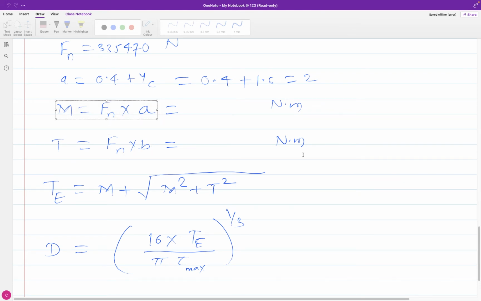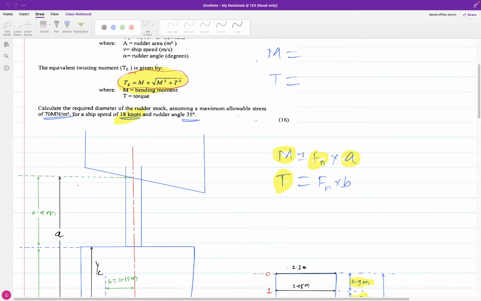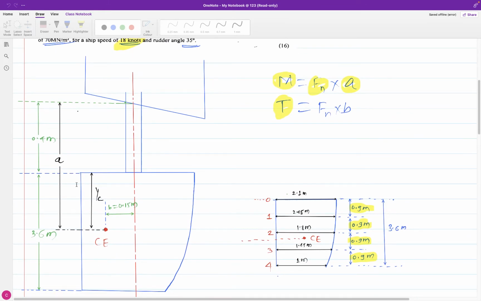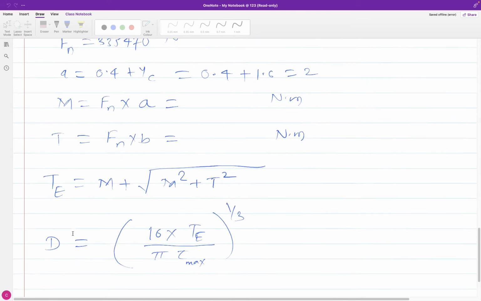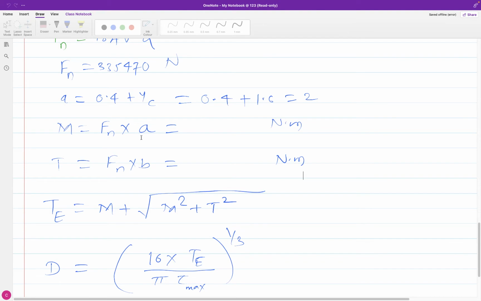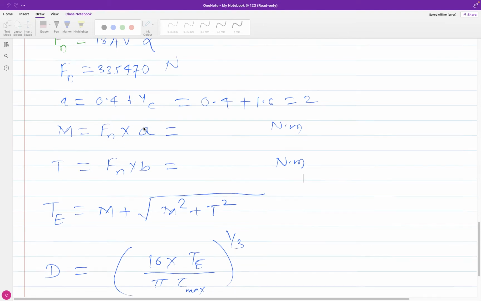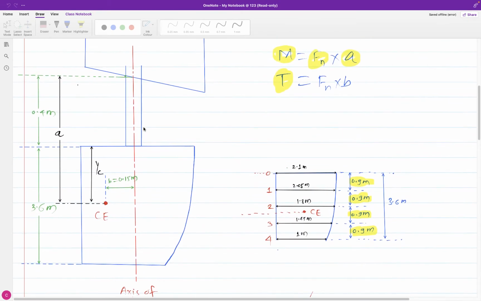I will explain the meaning of Fn into a. But before that, just have a look at this drawing. Here, a is the distance between the center of effort and the rudder head bearing. We need a to get the bending moment M, which is Fn into a. So how to get the value of a?